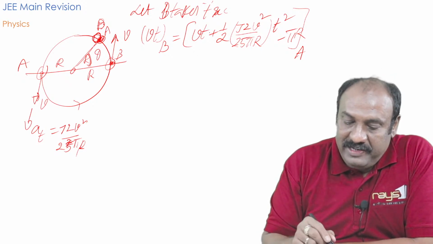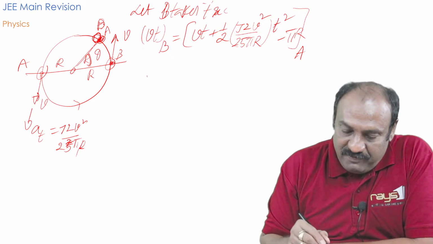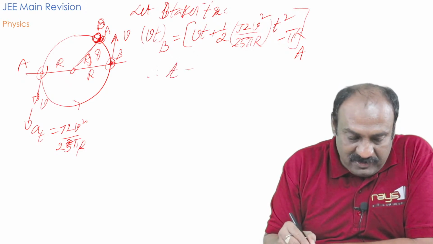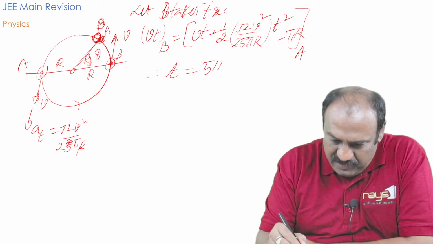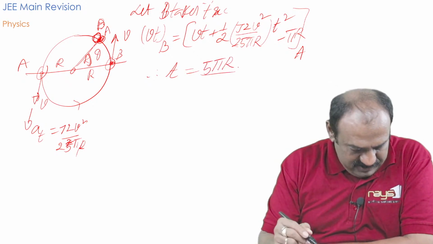So here Vt gets cancelled. Vt gets cancelled. From this, do the calculation. After calculation, we get the t value as 5 pi r by 6v.